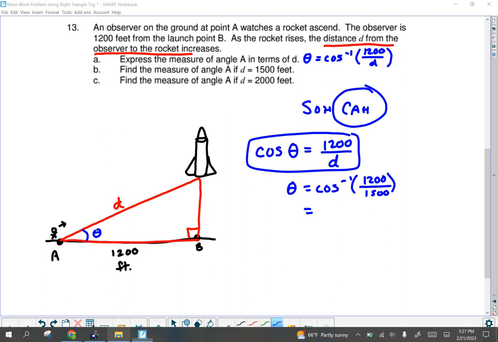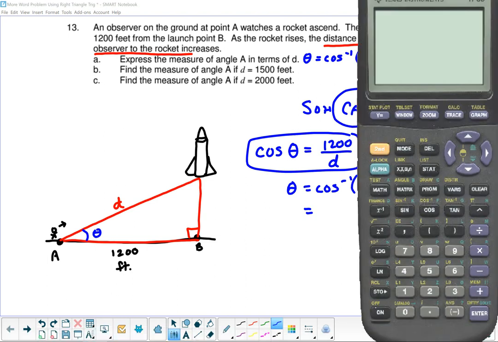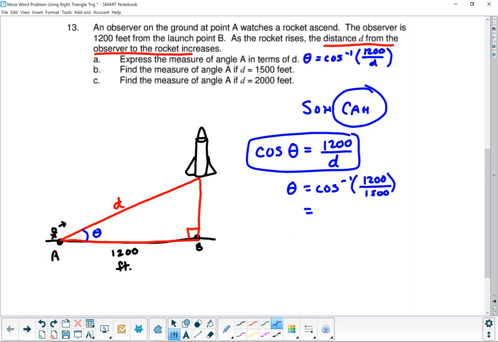All right, let's pull up our calculator. Inverse cosine of 1,200 divided by 1,500, close that off. This says the angle is 36.8, so approximately 37. Okay, so theta is approximately 37 degrees.